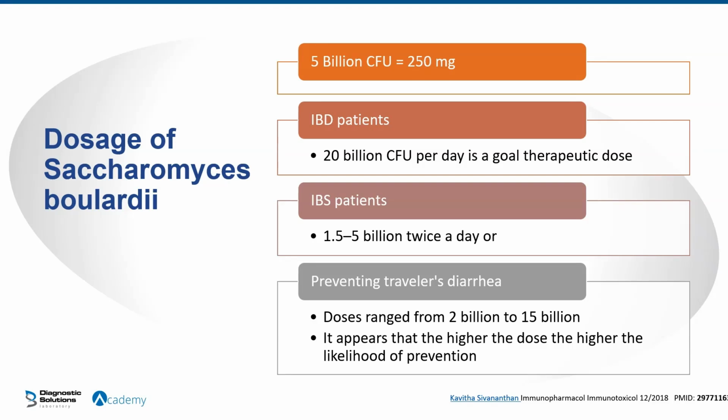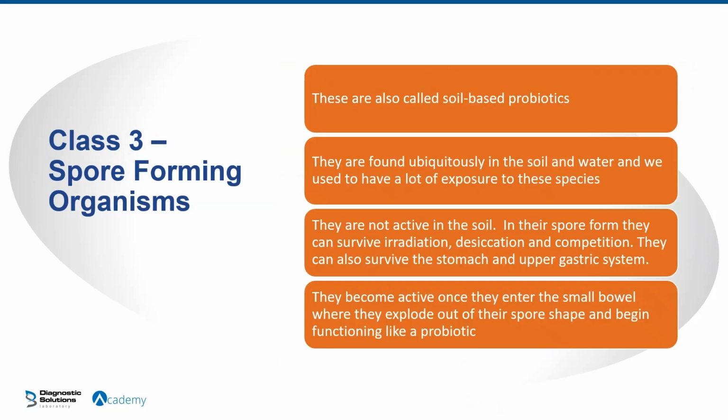And to prevent traveler's diarrhea, the dose range can be anywhere from 2 billion to 15 billion. The higher the dose, the higher likelihood of prevention. Class 3 probiotics are also known as spore-forming probiotics or soil-based probiotics. We used to be ubiquitously exposed to the soil and the water, and they used to always be present. That was before we started treating our water or really separating ourselves away from the earth.